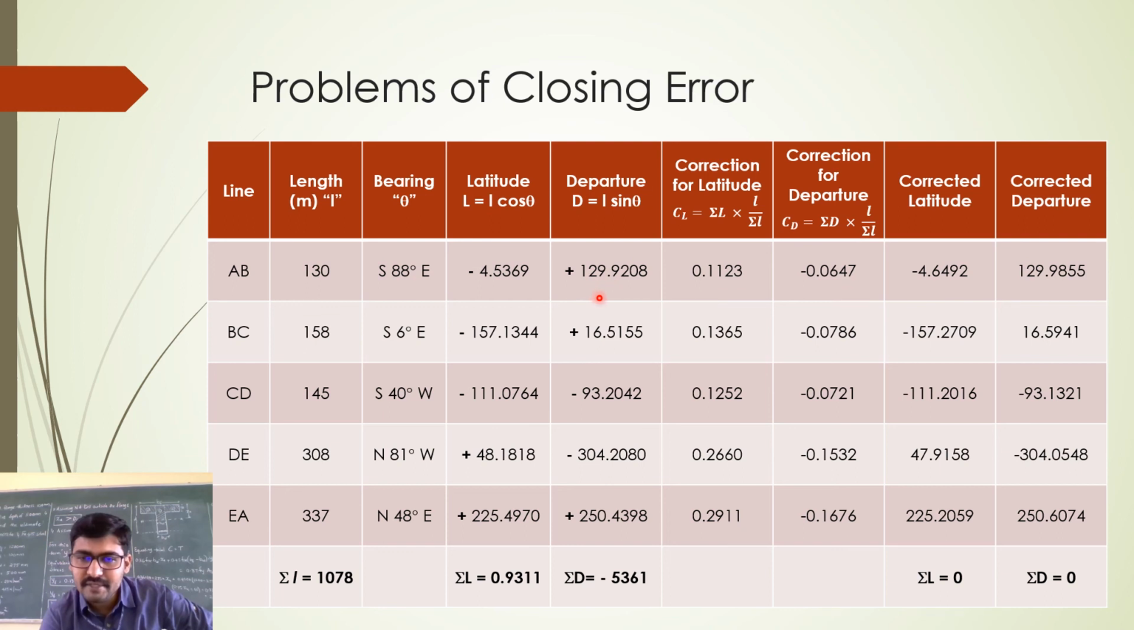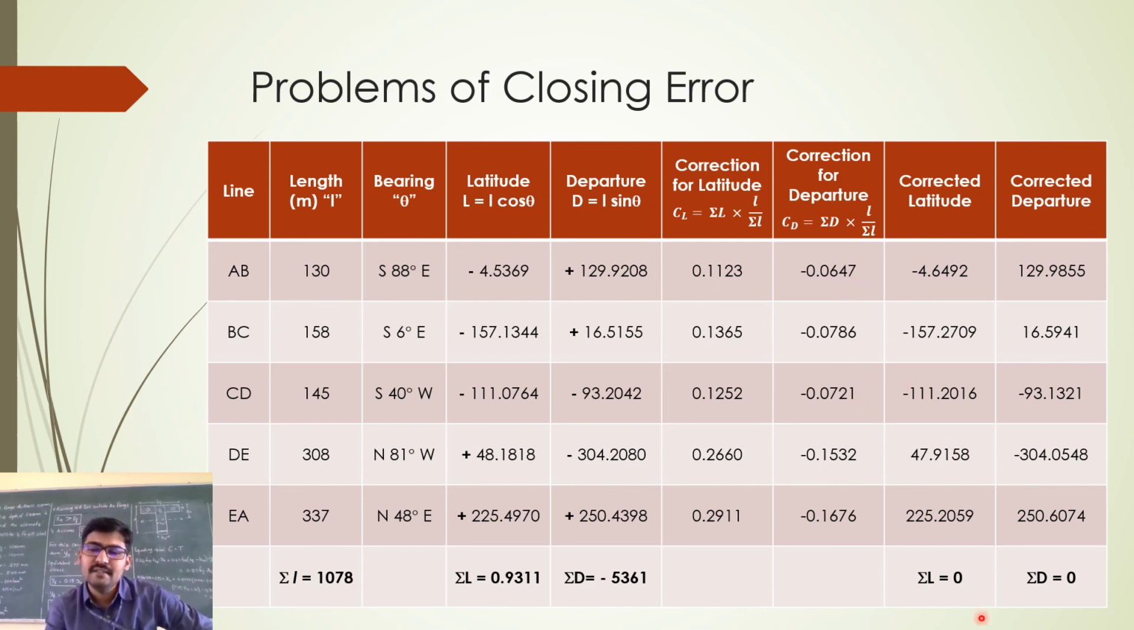So don't worry about that, right? 129.9208, then plus, then minus 0.0647, that will give you this value. Understood this? So this is the way you are supposed to proceed and get the values, right? So when to add and when to subtract, I hope you are able to understand this, right?